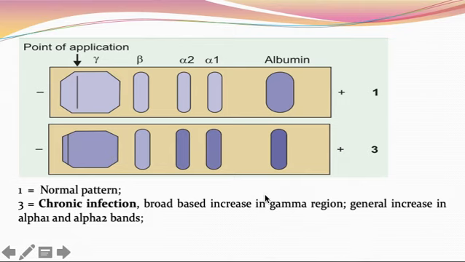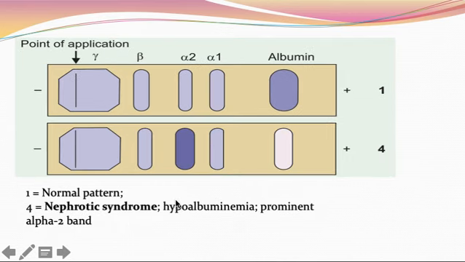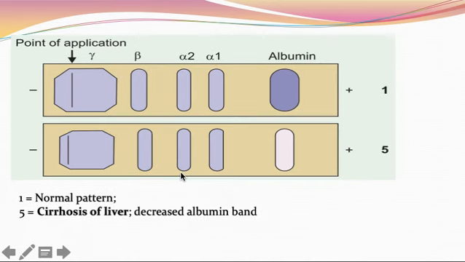Next, this is chronic infections. In chronic infections, there is a broad-based increase in the gamma region and a general increase in alpha 1 and alpha 2 bands. And this is nephrotic syndrome. In nephrotic syndrome, albumin is decreased and the alpha 2 band is prominent. And next, cirrhosis of liver. In cirrhosis of liver, albumin is decreased.